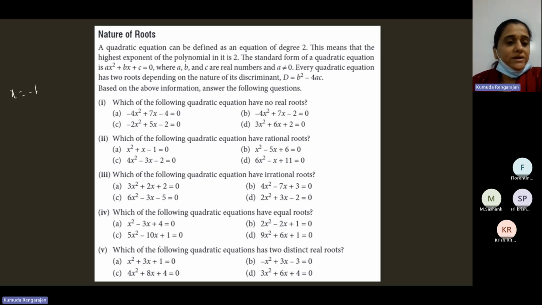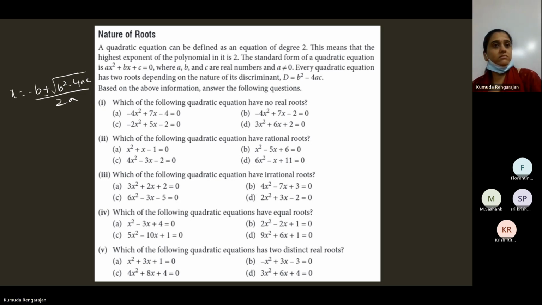Okay, x is equal to minus b plus or minus root of b square minus 4ac by 2a, right? Now, when will the quadratic equation have rational roots? When will it have irrational roots?